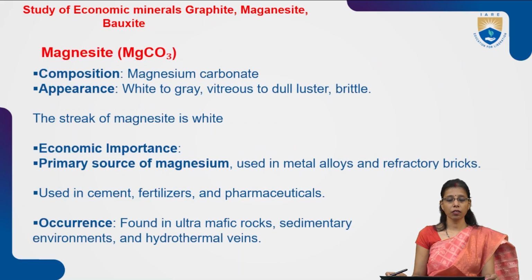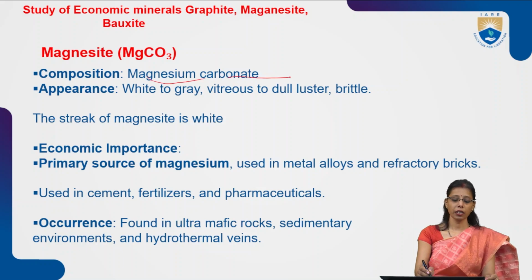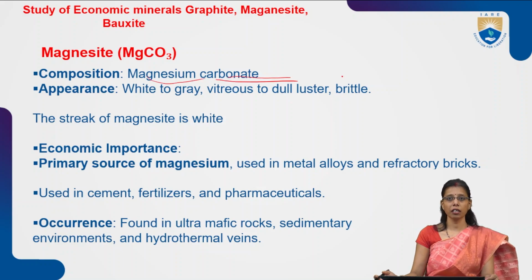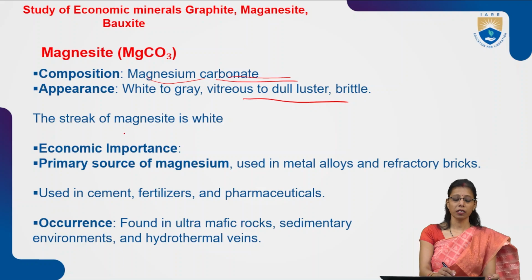Now, the second mineral is magnesite, MgCO₃. Magnesite has a composition of magnesium carbonate. Its appearance is white to grey, with a vitreous to dull luster, and it is brittle. The streak of magnesite is white in color.